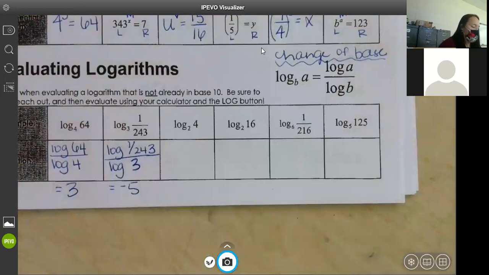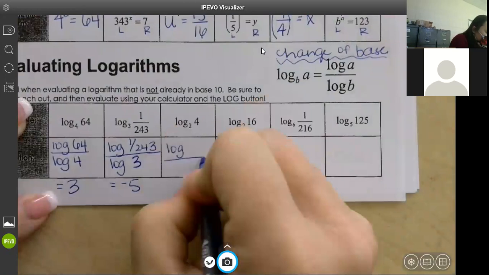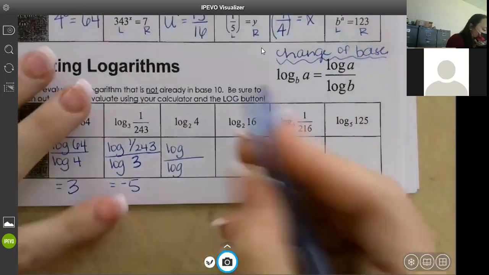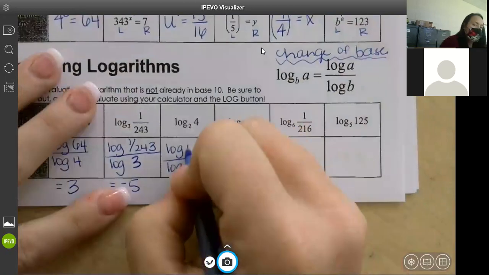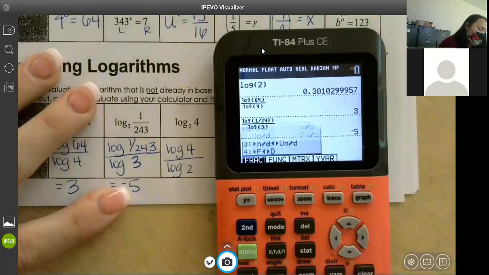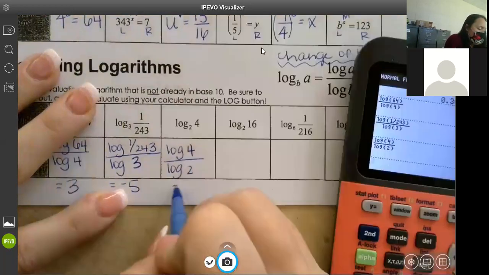So how would I do the next one? Where does the 2 go? On the bottom. The 4 goes on the top. We put it in our calculator. Log 4 over log 2, and we get 2.